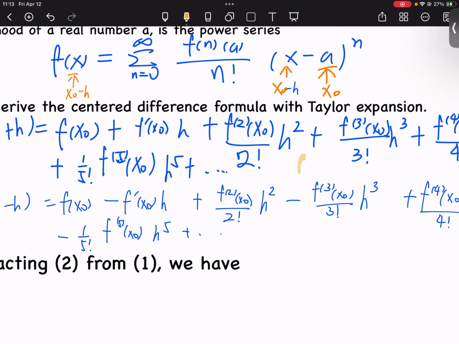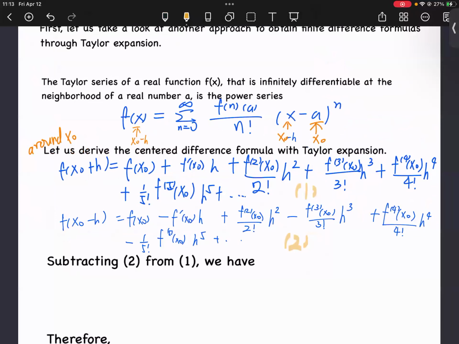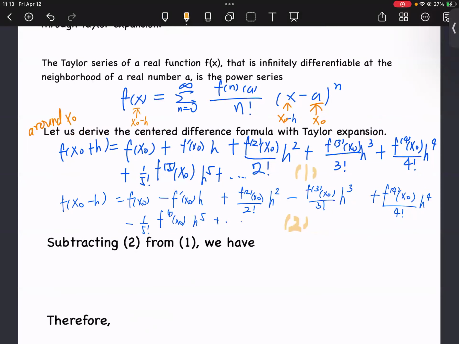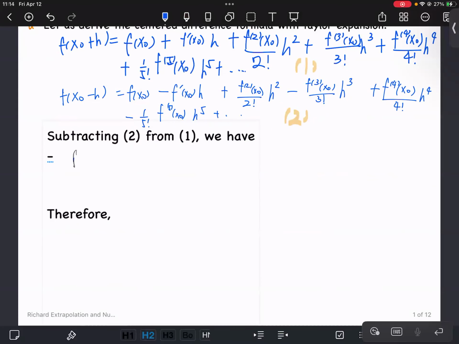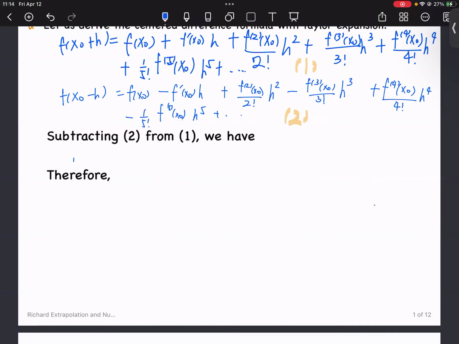I have equation 1 and equation 2, and I'm going to subtract 2 from 1. Wrong index. Okay, subtract 2 from 1, and I got f(x0).